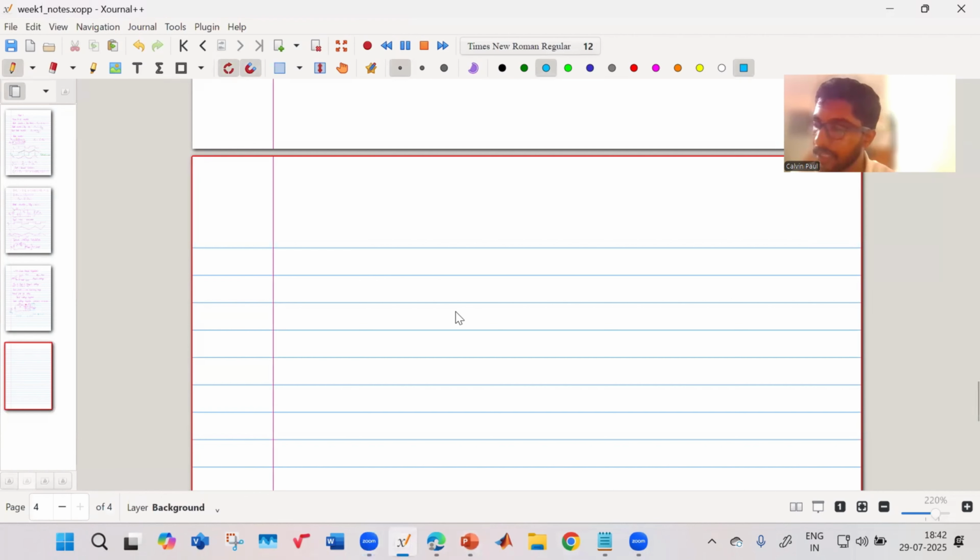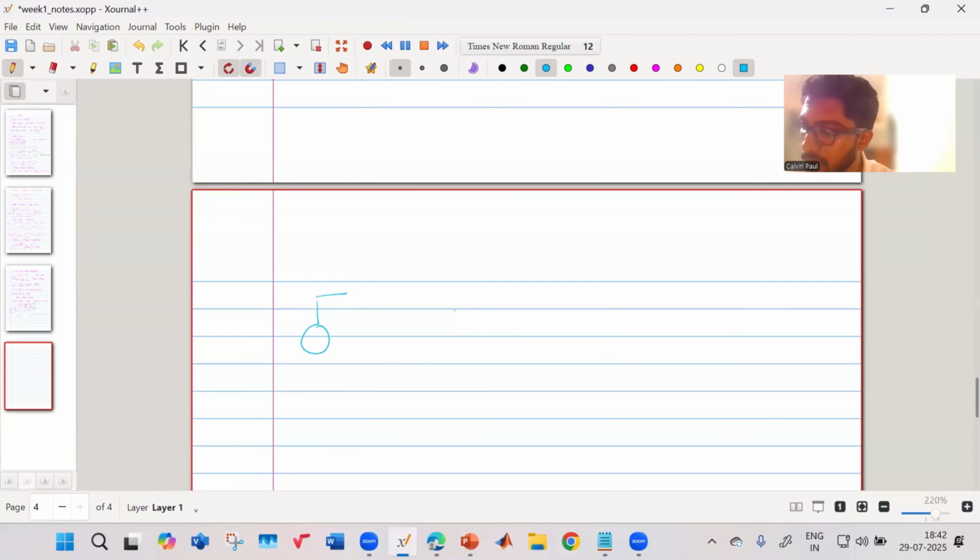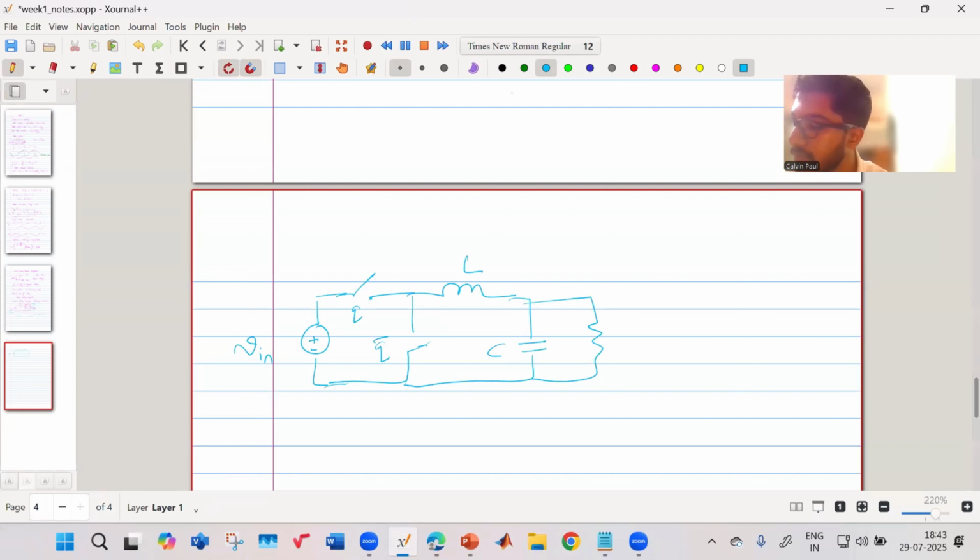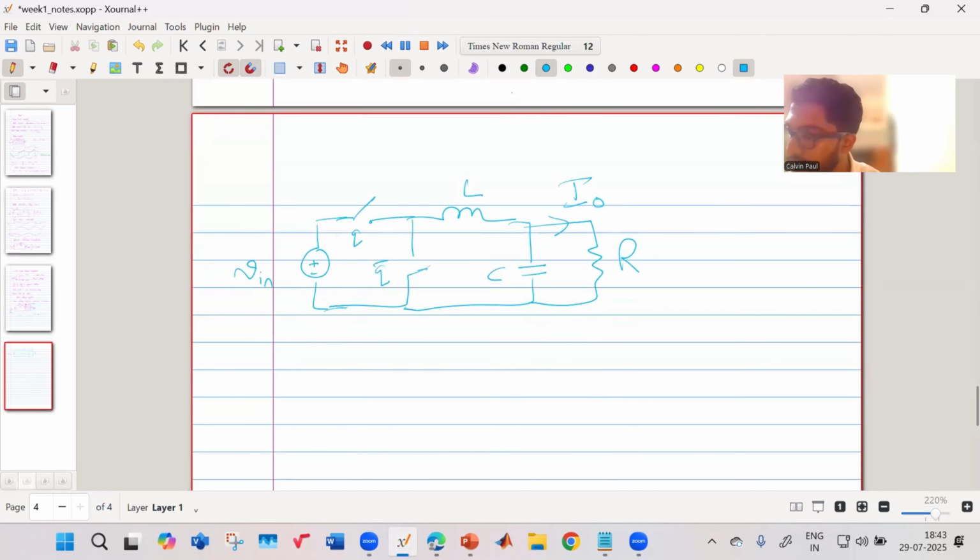Let me say, this is my buck converter. This is your Q. This is your Q bar. This is your L. This is your C. And this is your load R. And this is the load current I naught. To further explain the buck converter in a better sense, there are two cases.